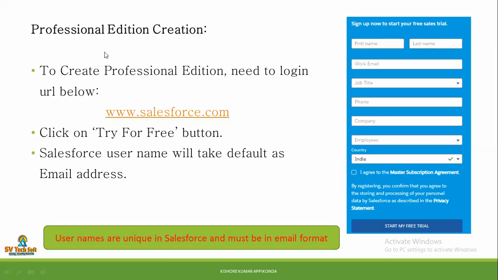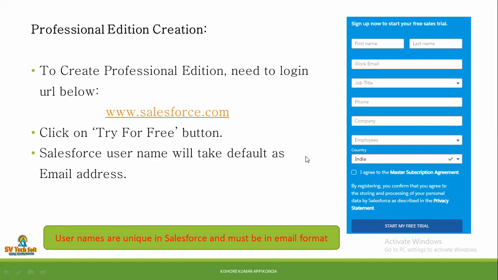Okay, to create a provisional edition, you have to go to www.salesforce.com. You have to click on try for free. You have to enter all the details. Click on start my trial, and an email will go to the registered email address. There you have to configure your password and security question.